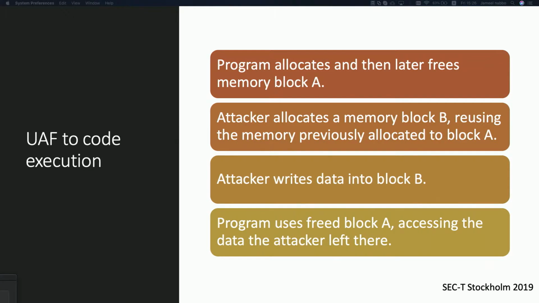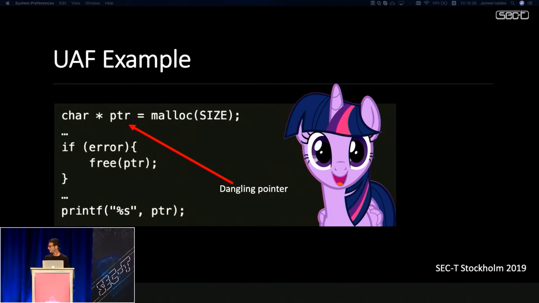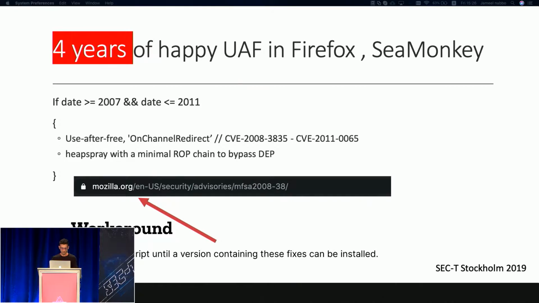So we've got a block A and a block B. Block A is freed. Block B is controlled by the attacker. He uses the previously allocated block, and he tries to execute code. If you research UAF attacks, you're going to find memory leaks and this kind of stuff, but it is mainly used for code execution. This is a quick example: a pointer pointing to a malloc, freed, reused, get the memory.